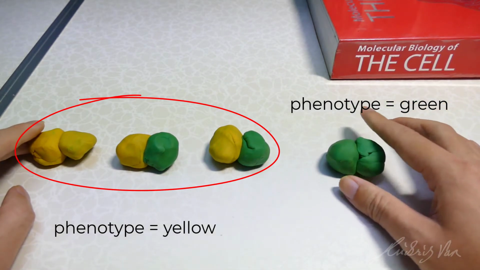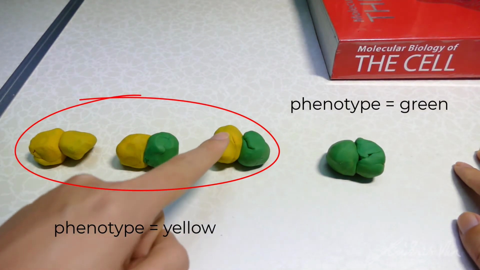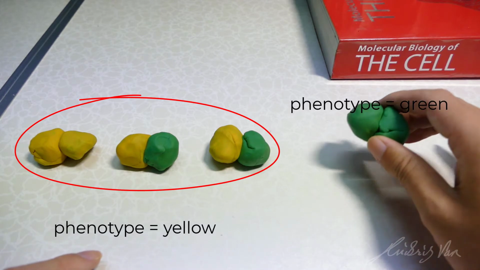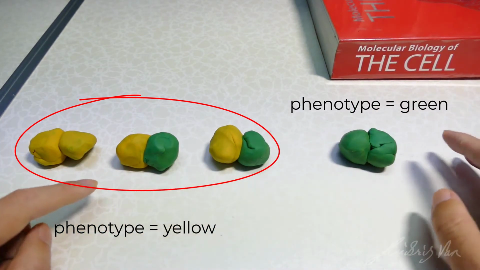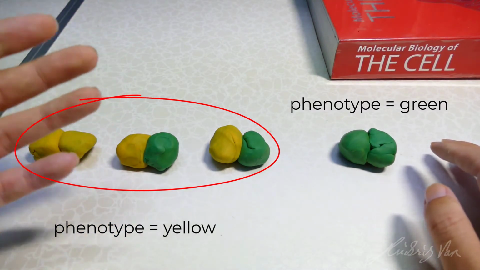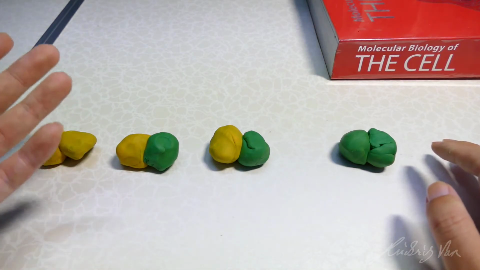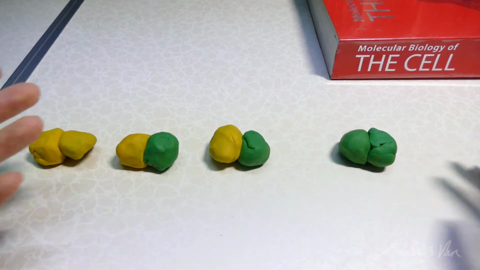So the ratio of yellow color peas to green color peas will be 3:1 when we allow the F1 generation to self-fertilize or to cross-fertilize between the F1 generation.